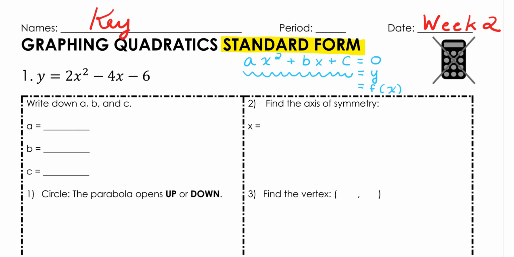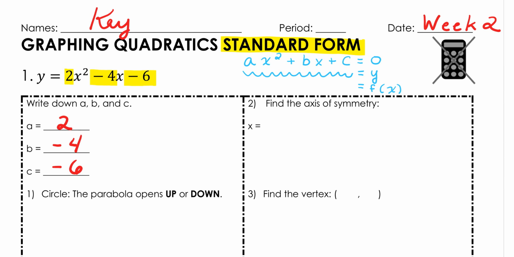All right, looking at this equation, number 1, y equals 2x squared minus 4x minus 6. First thing that you want to do is write down a, b, and c. A is the coefficient of x squared. B is the coefficient of your regular x. And then c is your constant. We're going to write these down in our graphic organizer so that we can refer to them as we go through each of our steps. So a is 2, and it's positive. B is negative 4. C is negative 6.